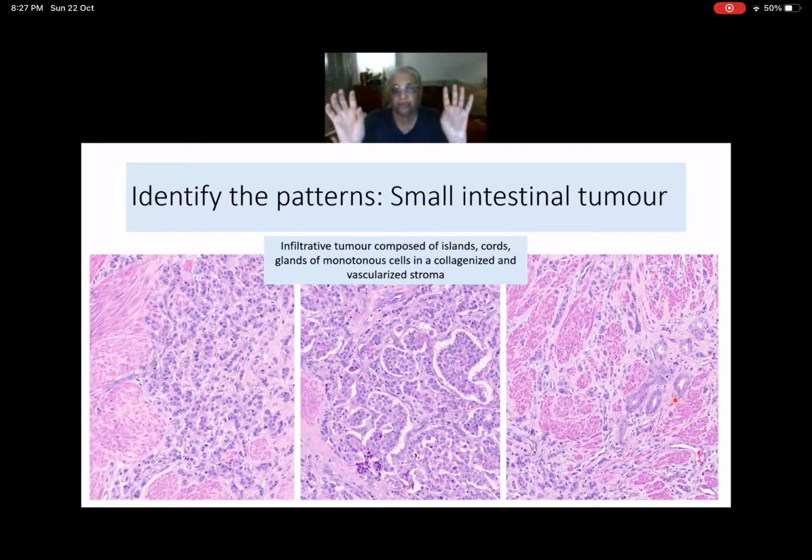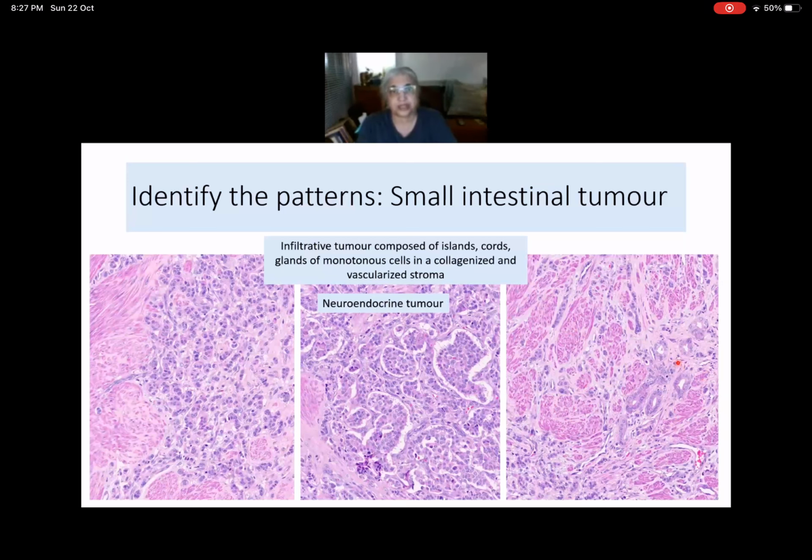Small tubules, right? When I don't know whether something is a gland or a duct, then it is safer to use the word tube or tubule. Okay, so I don't know whether this is secretory or not, so I call it tubules.